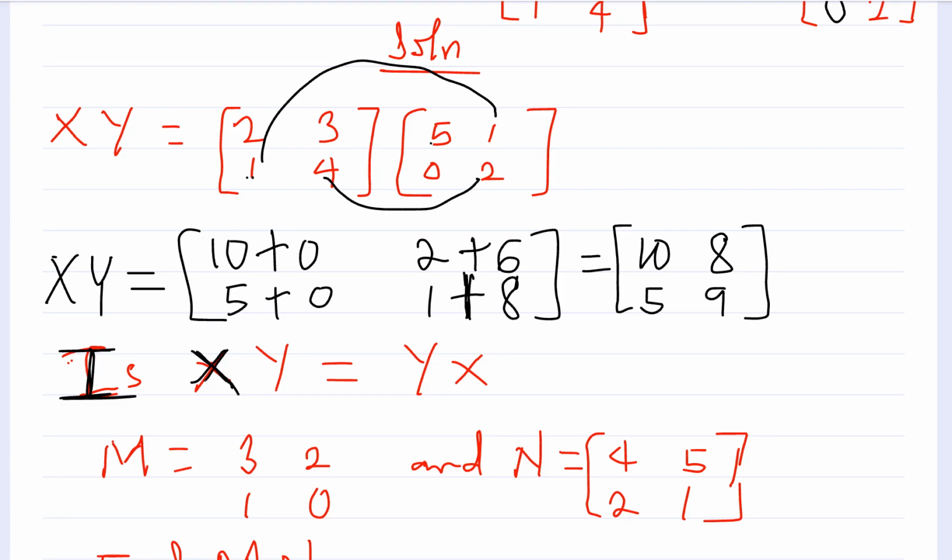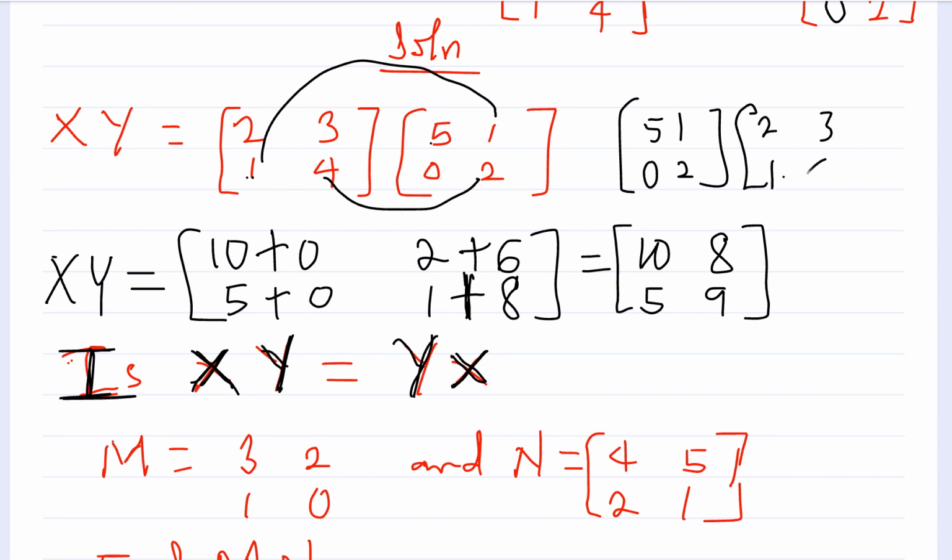You know what we did there is we multiply x with y. So I want you to do another one. Pause the video and do that, and let me know in the comment section if the xy is equal to the yx. For yx, you will write your y first, which is 5102 now, then multiply by your x, which is 2314.